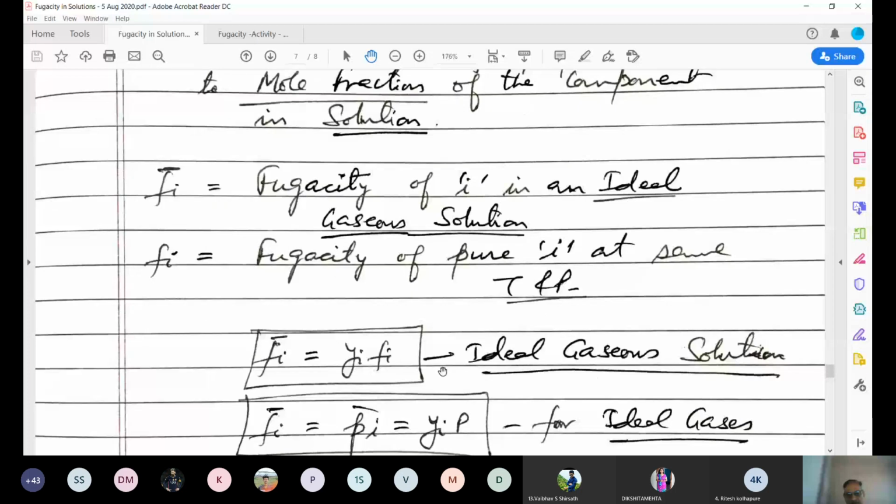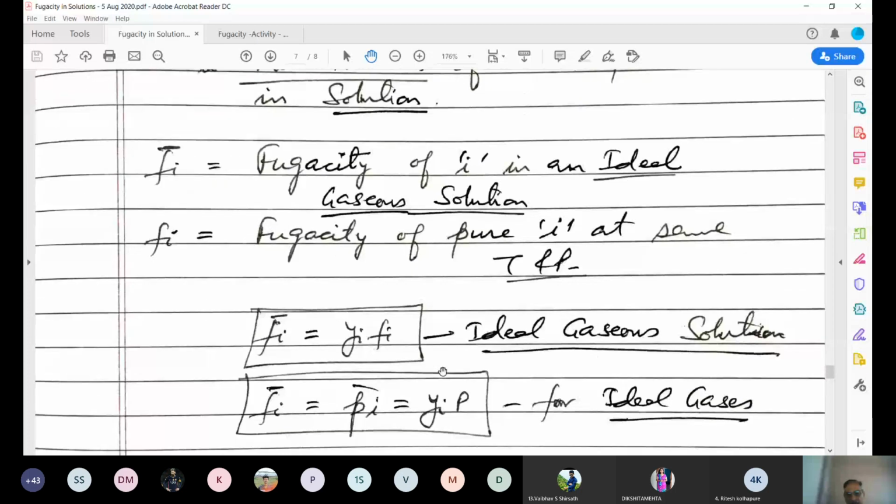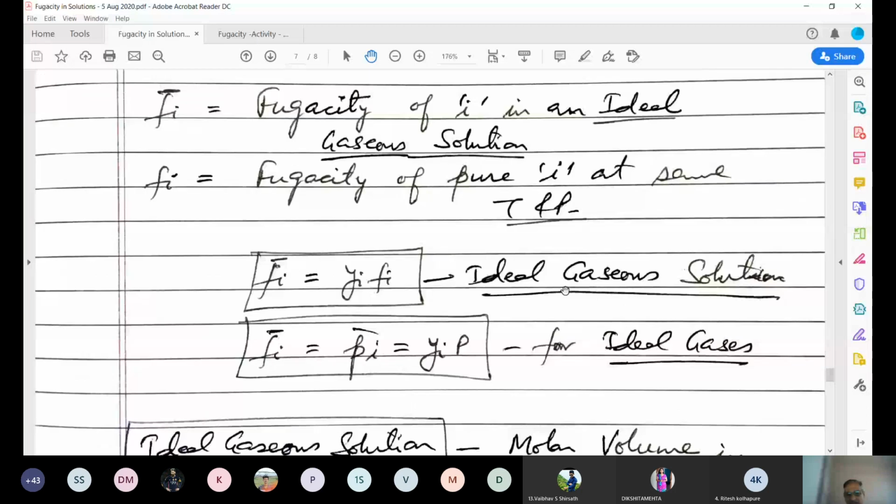Okay, so what you have seen is Fi bar is equal to Y into Fi for ideal gaseous solutions, and for ideal gases हमने क्या किया है, Fi bar is equal to Pi bar, right? By definition, nothing but Y into P. So similar to this one, we have this for ideal gaseous solutions. So ideal gases के लिए Pi bar is equal to Y into P, and Fi bar is equal to Pi bar for ideal gases. When you say ideal gaseous solutions, it is Fi bar is equal to Y into Fi. So we are replacing essentially P by Fi for ideal gaseous solutions.